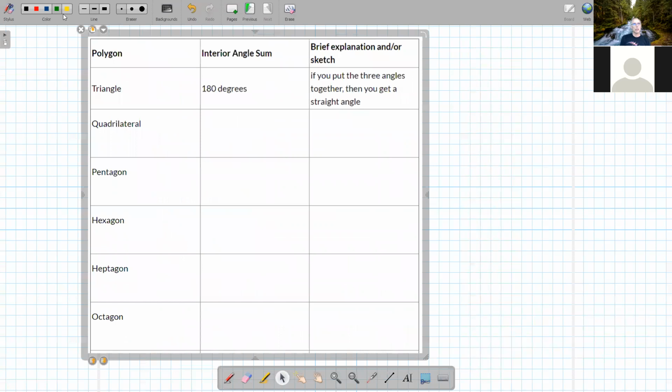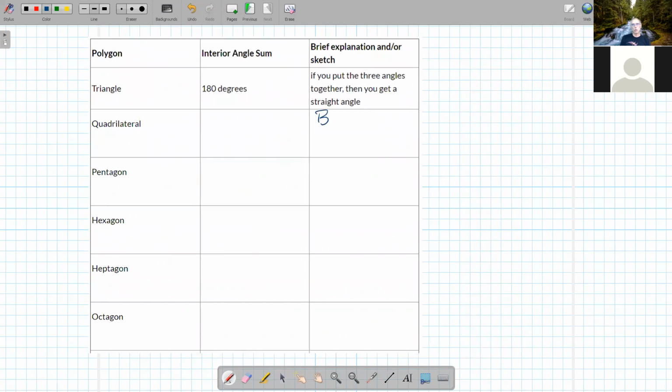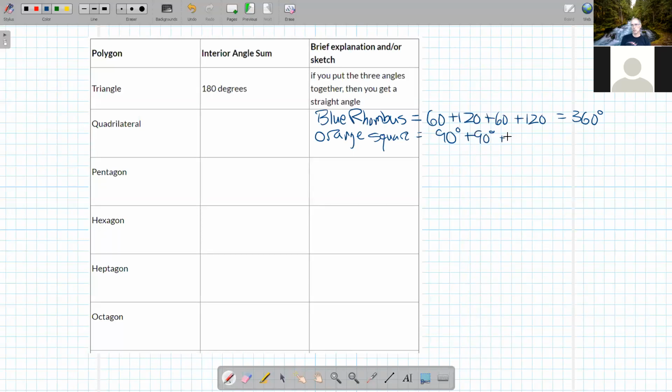So for example, here, I could note that the blue rhombus had 60 degrees and 120 degrees and another 60 degrees and another 120 degrees, which equaled 360 degrees. And then the orange square, another quadrilateral. Most people gave a rectangle as an example, if not a square, would be 90 degrees plus 90 degrees plus 90 degrees plus 90 degrees equals 360.